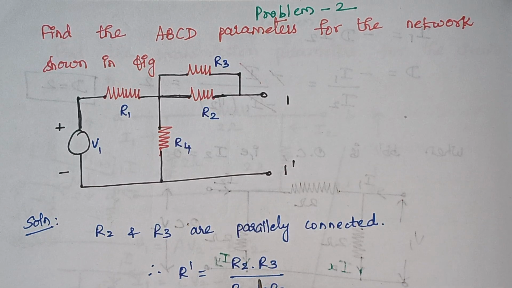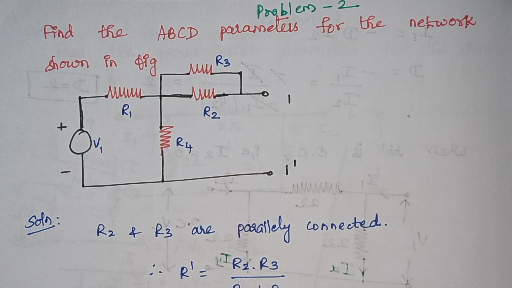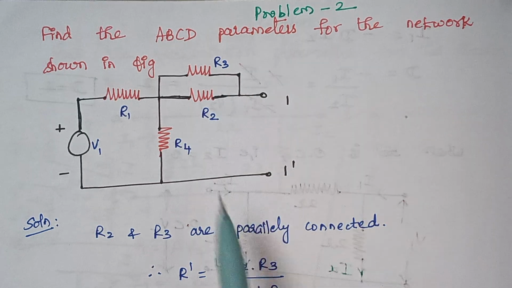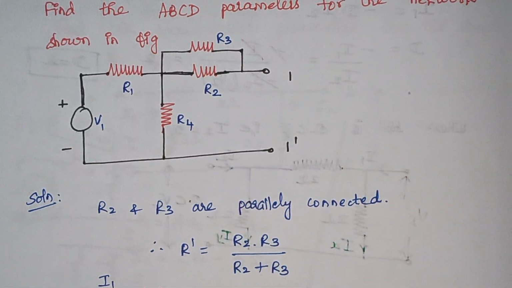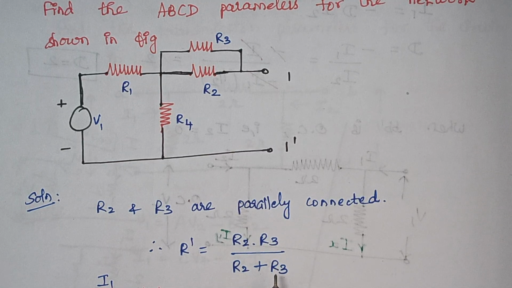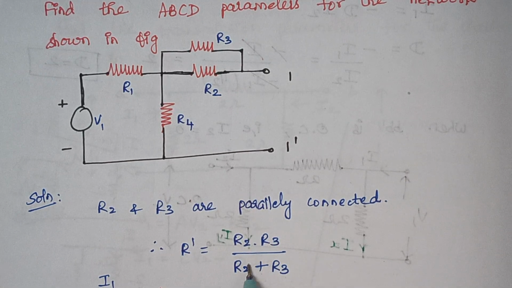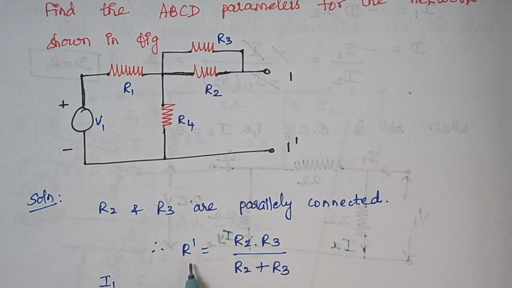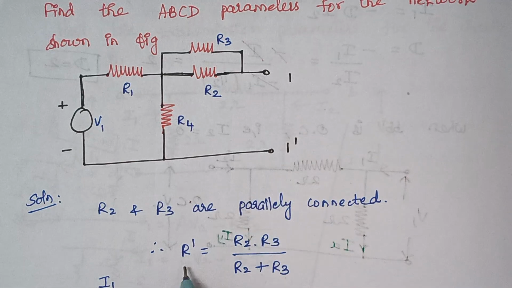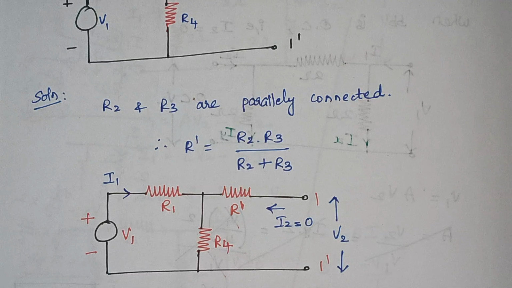What is the formula when resistors are connected in parallel? That is R1 into R2 divided by R1 plus R2. Here we have resistors named R2, R3. Therefore the equivalent resistance is R2 into R3 divided by R2 plus R3. For our convenience, we are naming this equivalent resistance as R dash. Now we are going to replace these two resistors by the equivalent resistance R dash. So here this is your modified circuit diagram.